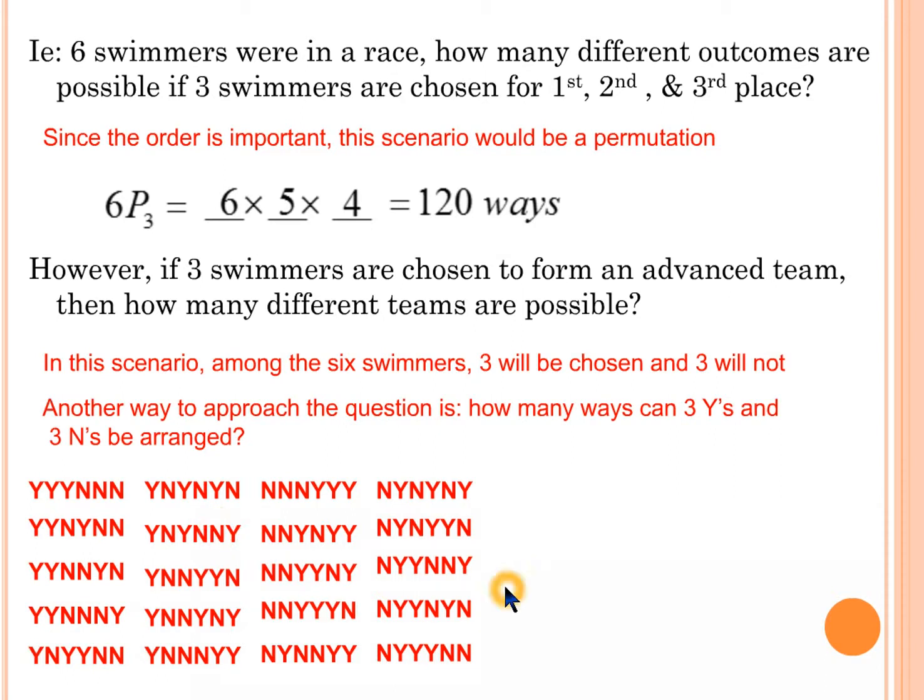So in this case, we have 6 swimmers still, and for this problem, we can just treat it like the question from the last lesson, where we're dividing by the repeats. I have a total of 6 letters, and 3 of them are Ys and 3 of them are Nos, so I can use this little formula from the previous lesson and I'll get an answer of 20 ways. All right, so now let's move on.